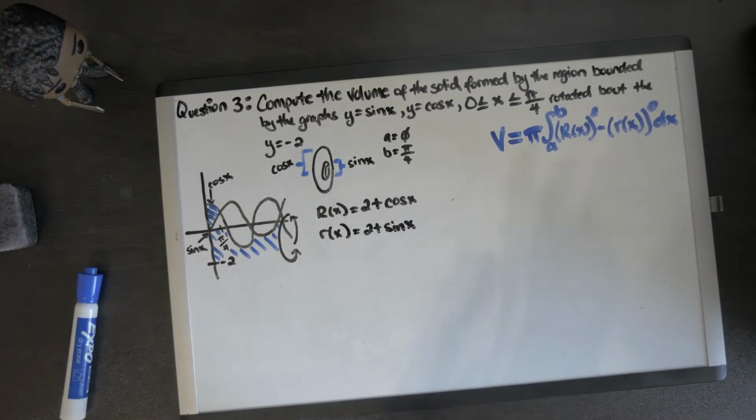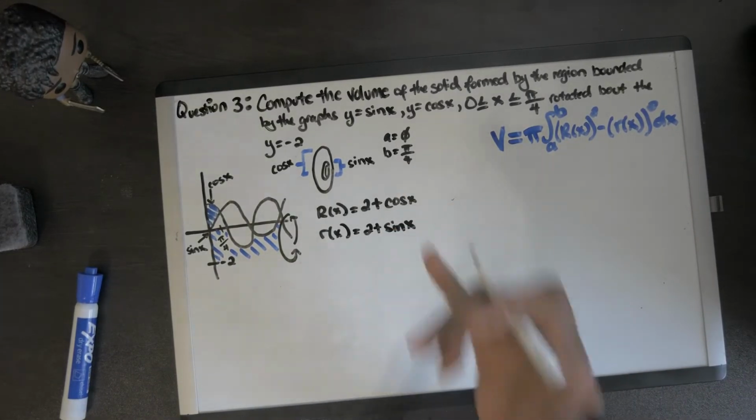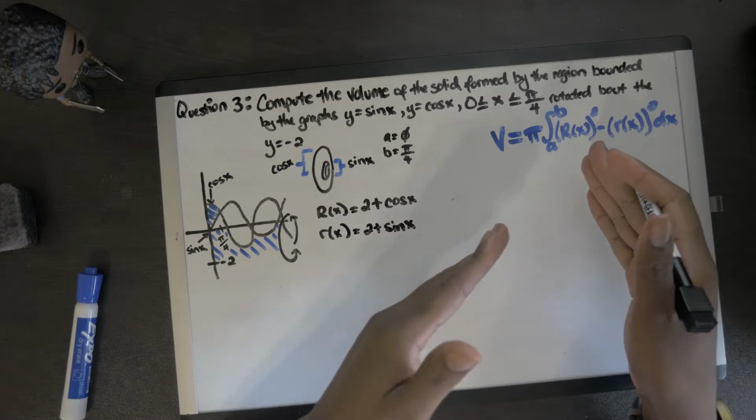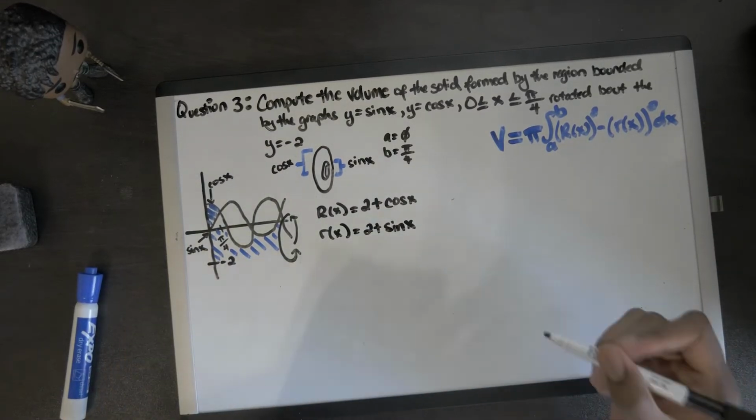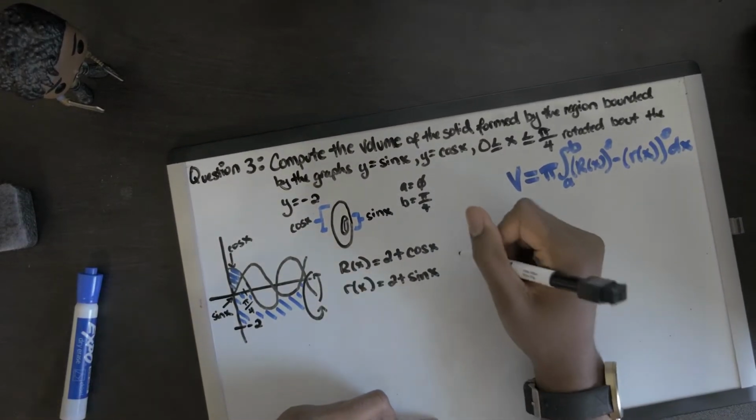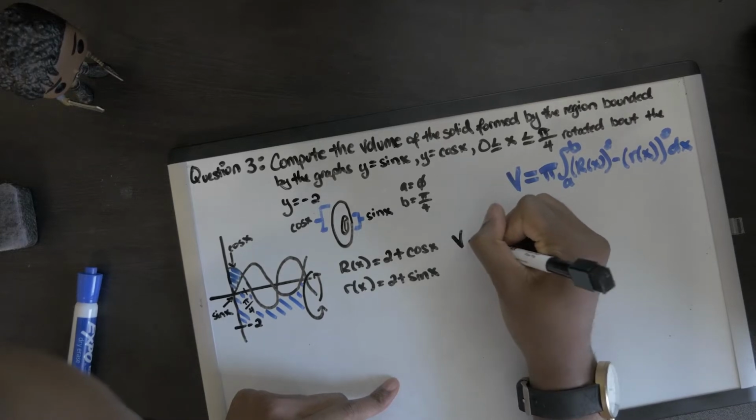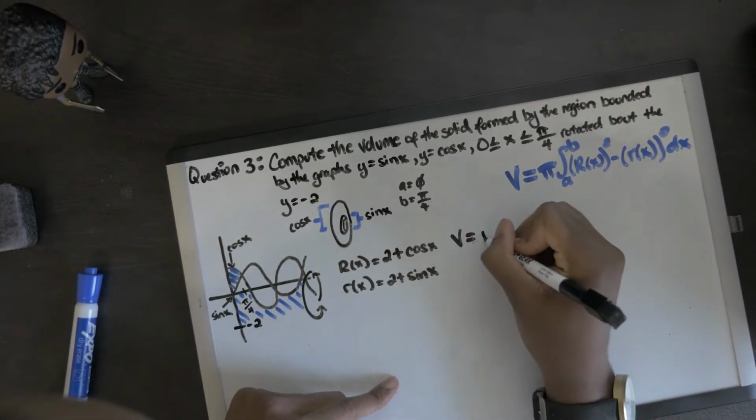Perfect. So now that we actually got that out of the way and we have our a and b, we can start plugging these values into our volume formula. So let's go ahead and do so. So again, we have V equals pi, which doesn't change.